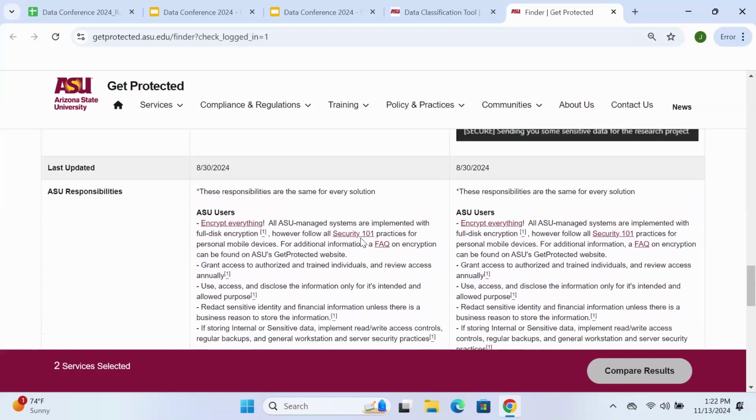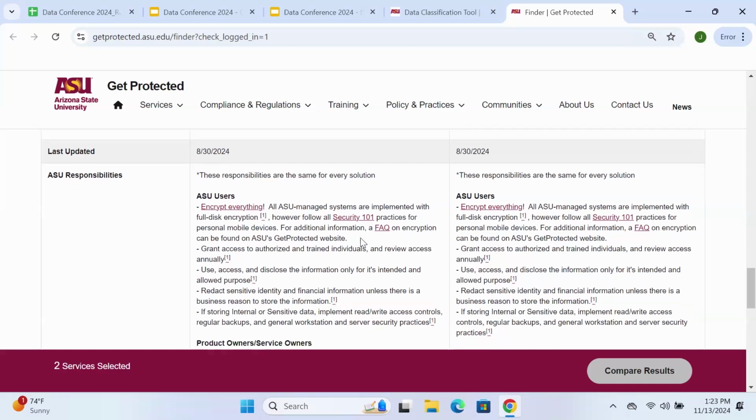And the last column we have here is the ASU responsibilities. You'll notice that it's the same between the 2. But these are just general guidelines for security best practices that ASU and these regulations have established. So some examples of that is you should encrypt everything. You should make sure that when you're granting access to these services, that it is to authorized and trained individuals. So there's just a list of a couple things there that should be reviewed.